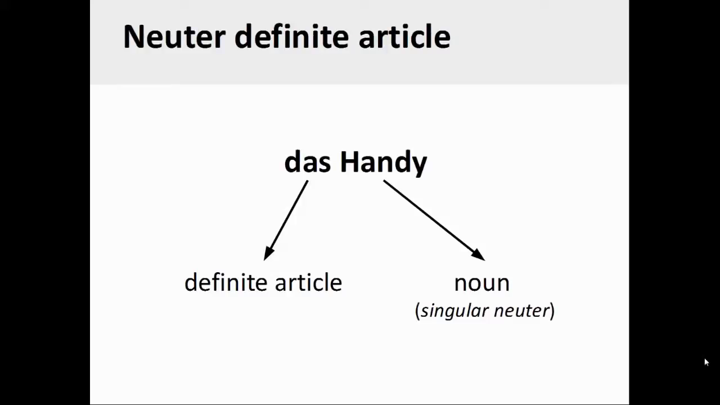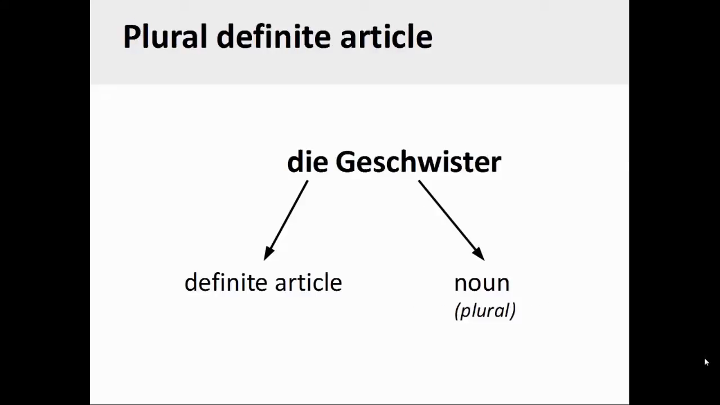The German noun Handy, or mobile phone, is a singular neuter noun, therefore its definite article is always das. Finally, the German noun Geschwister, meaning siblings, refers to a group of people and therefore is automatically a plural noun. Its definite article will always be die.